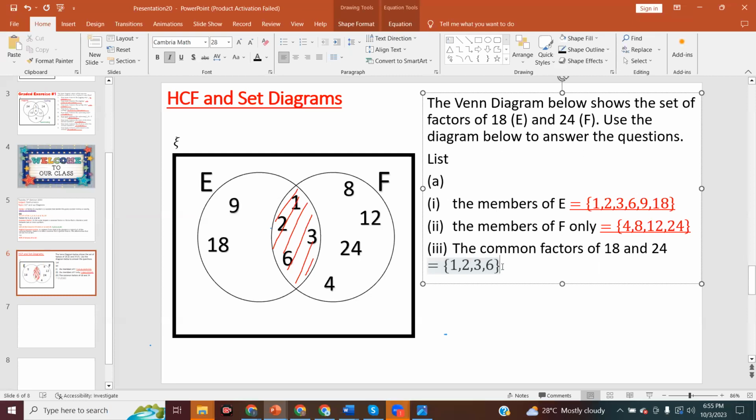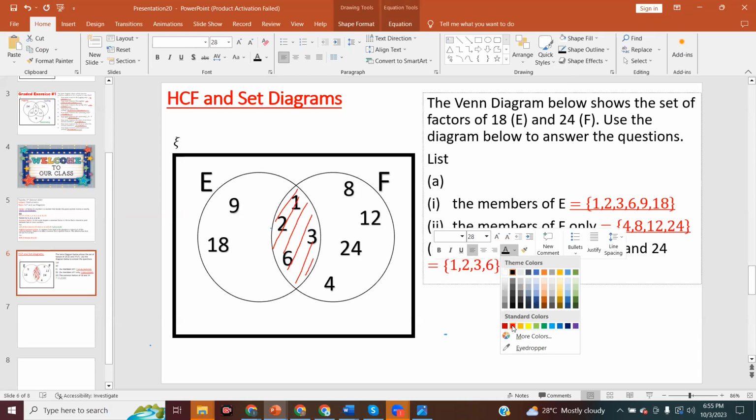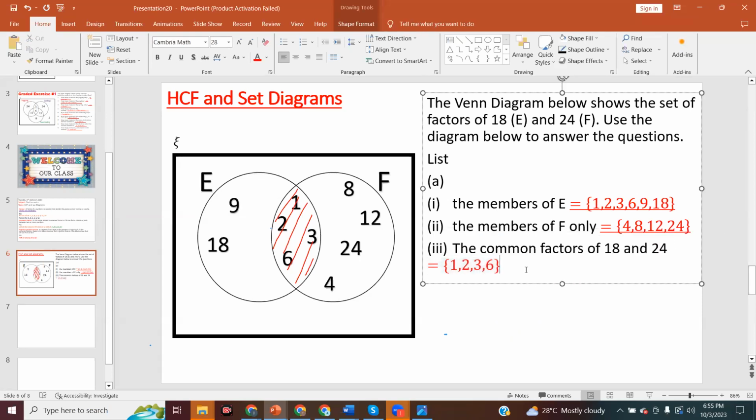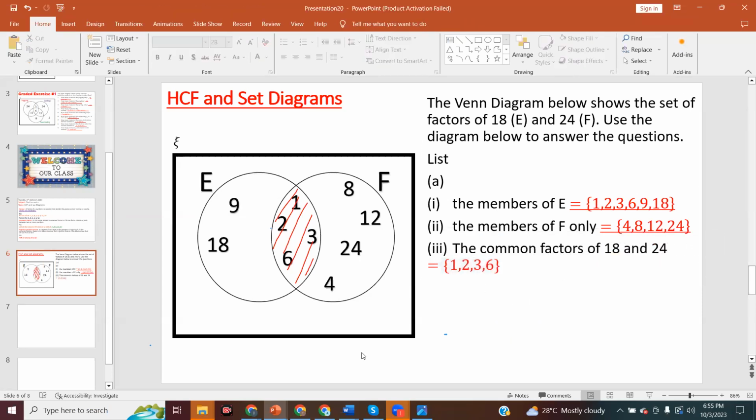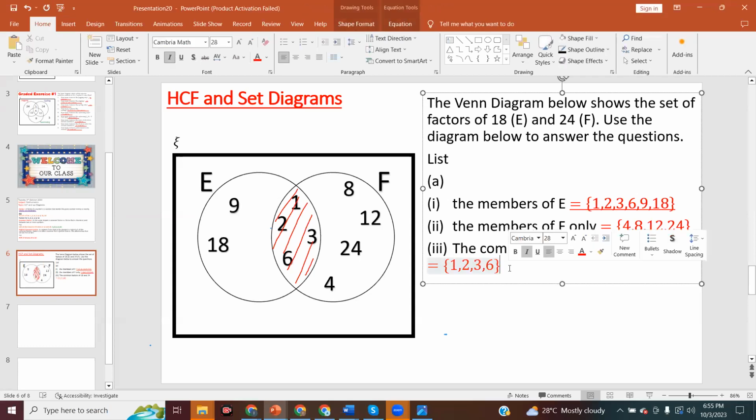So the common factors of 18 and 24 are 1, 2, 3, and 6. All right, good. How many persons got that? Let me know if you got it. I got 1, 2, 3, and I got 6. All right, excellent.